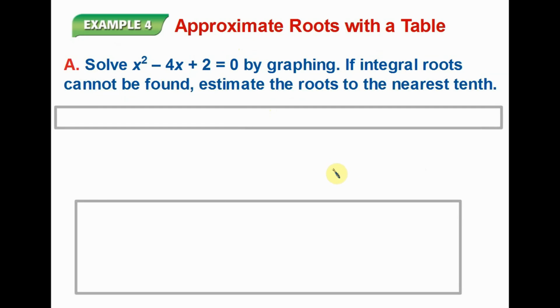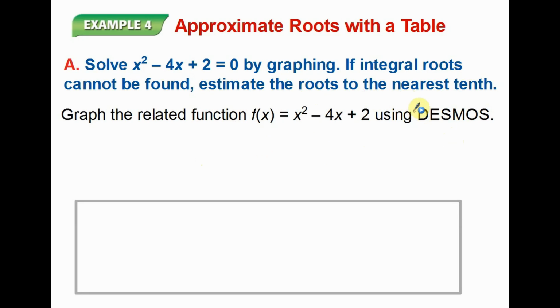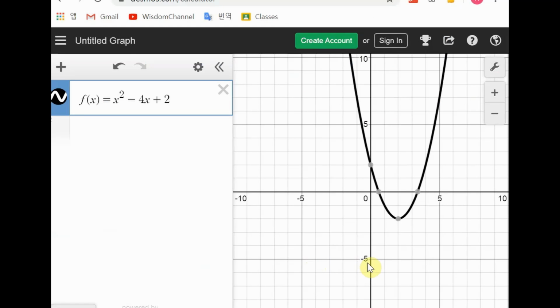For example, solve x squared minus 4x plus 2 is equal to 0 by graphing. If integral roots cannot be found, estimate the roots to the nearest tenth. When you're using Desmos, it will tell you the value right away, but just double check to see if it's to the nearest tenth. So that's something to be careful about. Here's a graph of this situation. When I graph it, again, you're looking for the 2 x-intercepts.